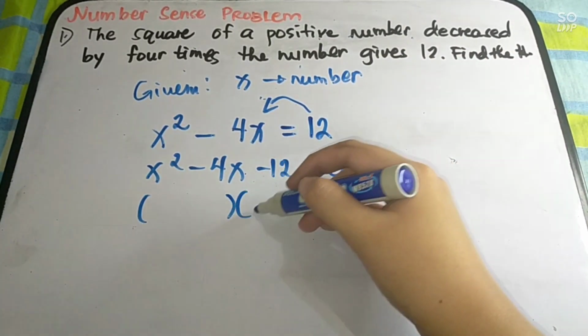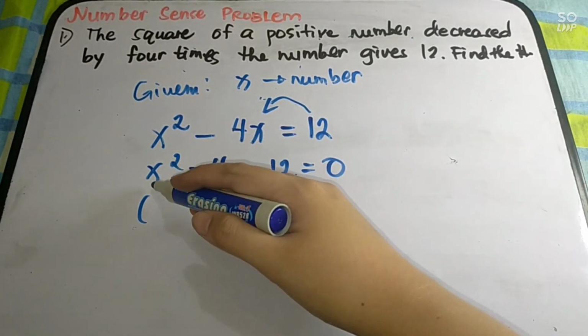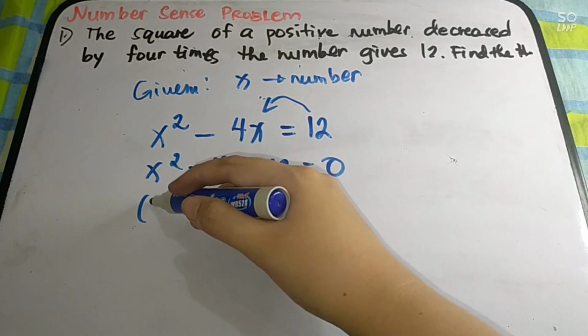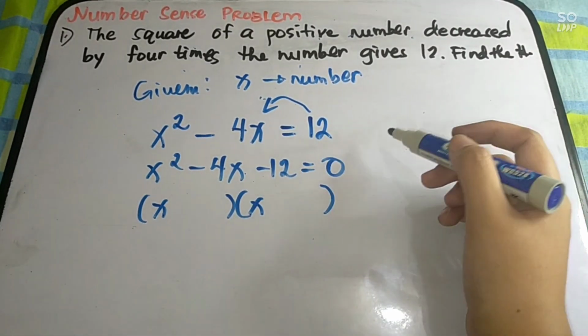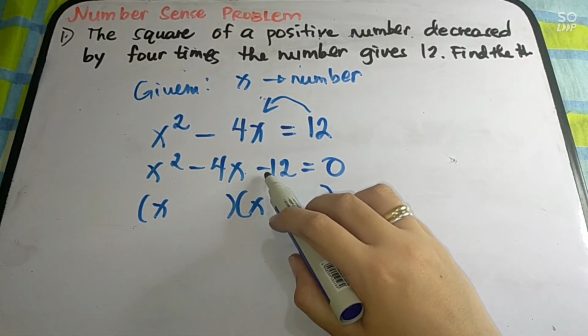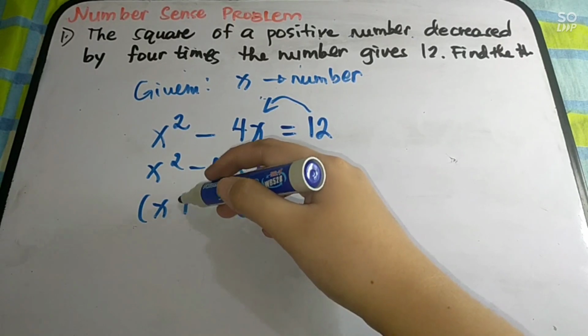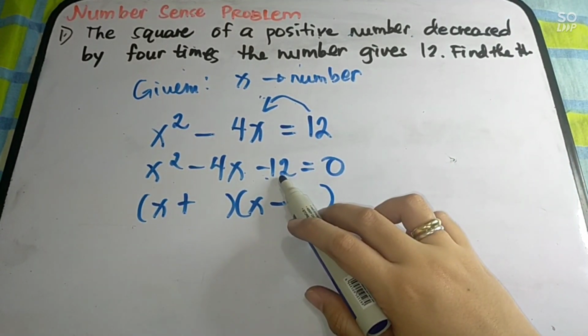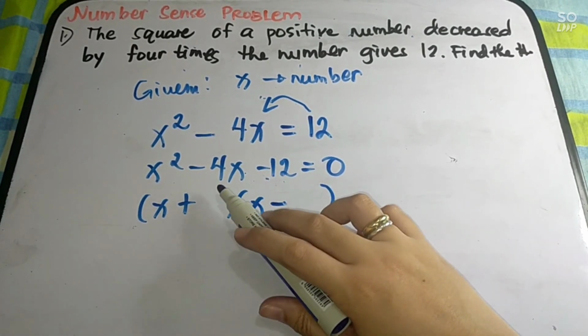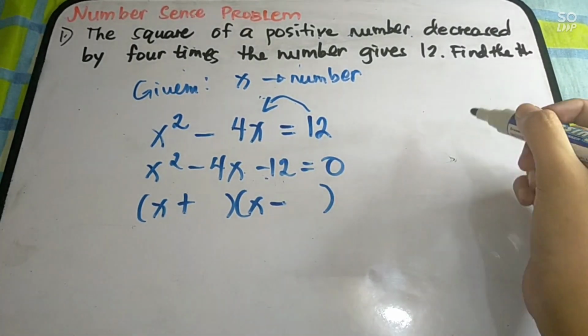So we are going to factor, for us to solve for x. What is the factor of x squared? We have x and x. Then since your third term is negative, it should be positive and negative that you assign. Then think of factors of 12 that, when you subtract them, the answer is negative 4.